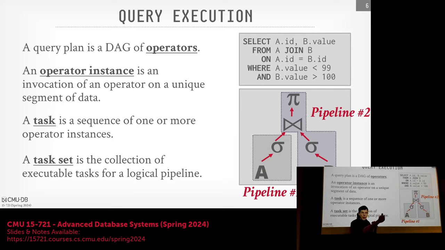But in the vectorized model, you can't do that because you're operating on batches of tuples. Based on your predicate or whatever operation you're trying to do, you may end up filtering out or throwing away some tuples inside the vector while other tuples still need to be passed up. So now the question is, how do we handle that? Basically, we have a vector where half the data we want to keep and half the data we know we want to throw away.